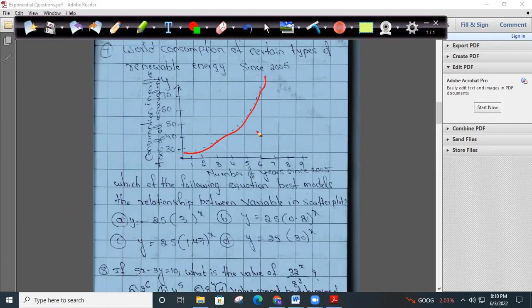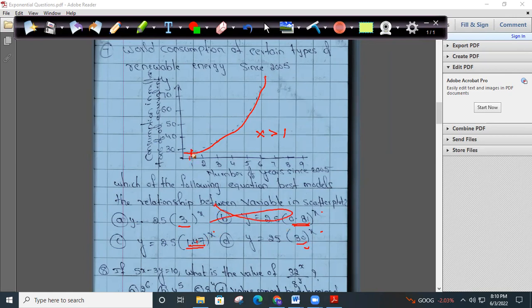Exponential increasing function means I need to multiply with a number greater than 1. So I'm multiplying with 3. 3 power x means multiplying with 3. 0.81 to the power x means multiplying with 0.81. 1.47 to the power of x means multiplying with 1.47. 30 power x means multiplying with 30. So B for Bangalore cannot be the answer.